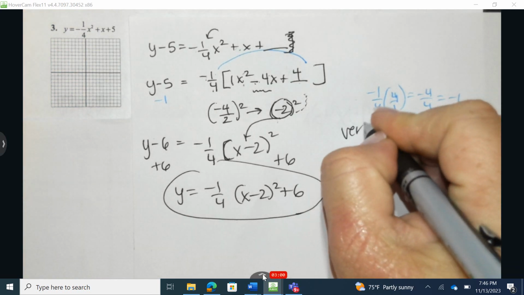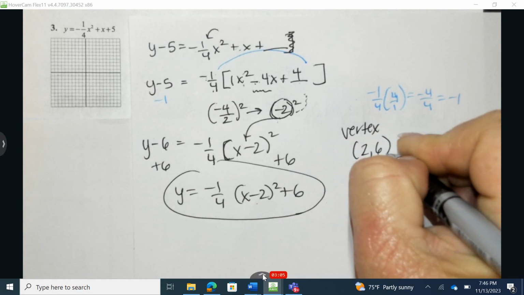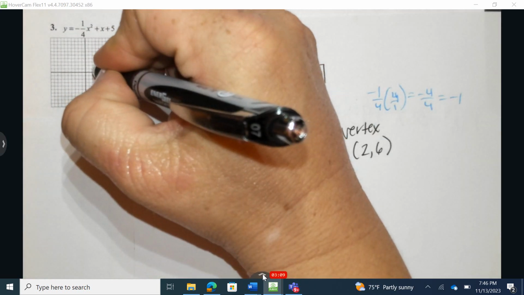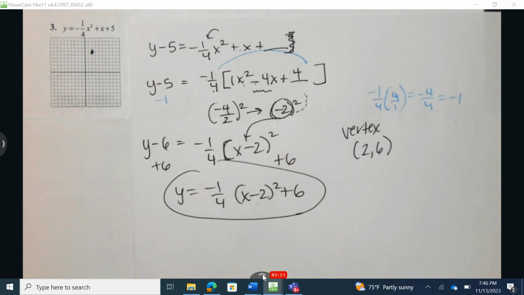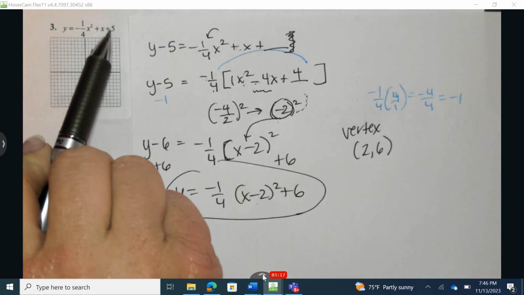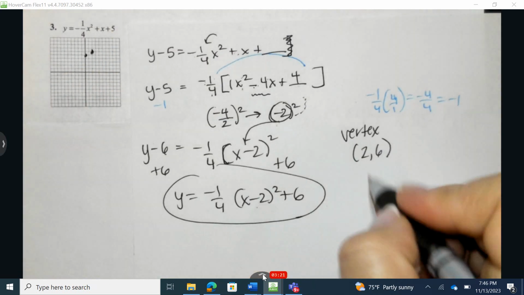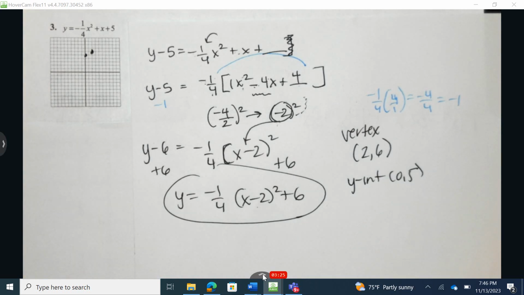Next is, let's identify the vertex. So the vertex for this function is positive 2, positive 6. So I'm going to come over here, and they're such small. So we're at 1, 2, 3, 4, 5, 6. So here is 2, 6. And then if I look back here, I can see what my actual y-intercept is. Y-intercept is at 0, 5. So we have a y-intercept at 0, 5.